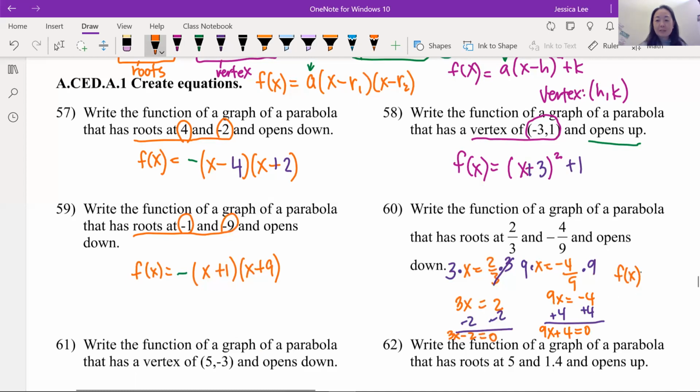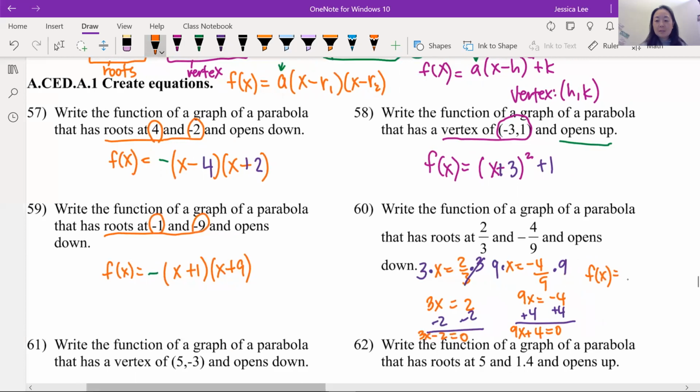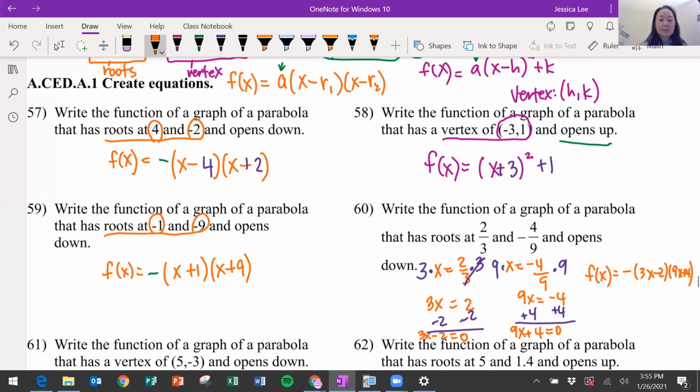So it would be f of x is equal to, let's see if I can fit this on here without messing it up completely, is equal to, remember it opens down, so that's negative. And then my two factors are 3x minus 2 and 9x plus 4. Ooh, I got it in. It worked out, right? So that's what that would look like.